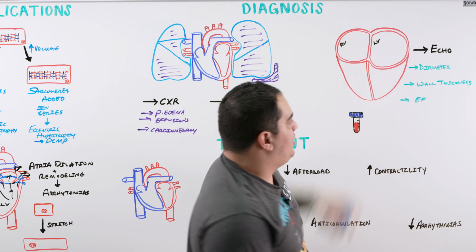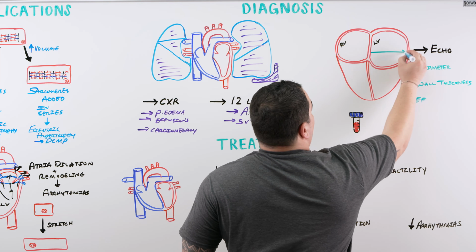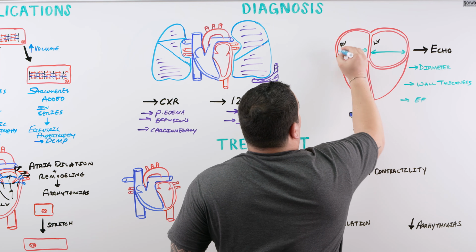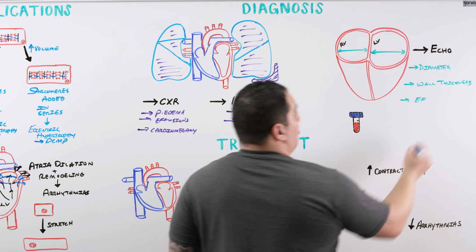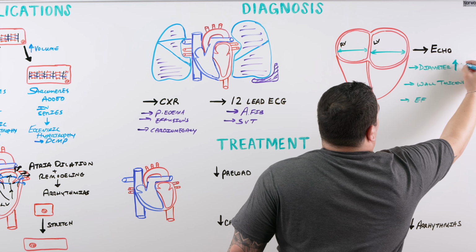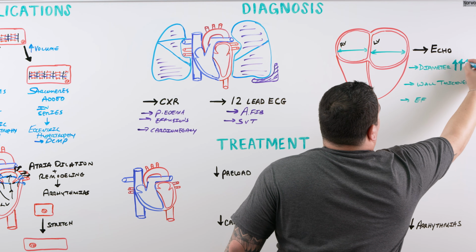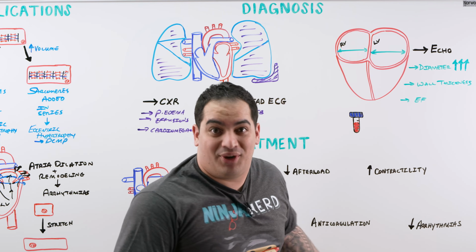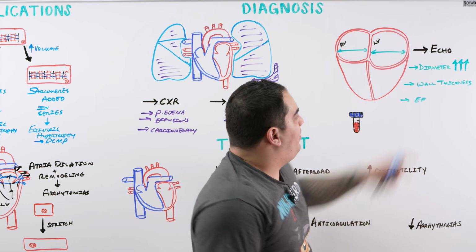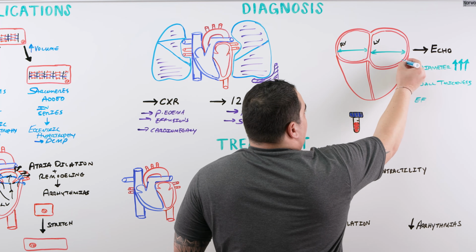Well, in these patients, the diameter of their left ventricle and potentially their right ventricle, if they have biventricular failure, is going to be increased. So they're going to have an increased diameter of their left ventricle and right ventricle. Pretty straightforward, right? Wall thickness. Look at these sons of guns.